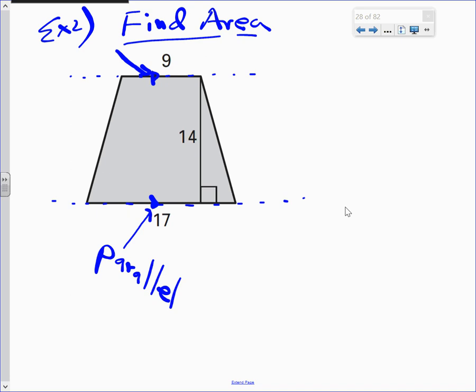What are some parallel streets here in Pomona? Holt and Mission. Holt and Mission are parallel streets. Mills and East End, they're parallel, right?